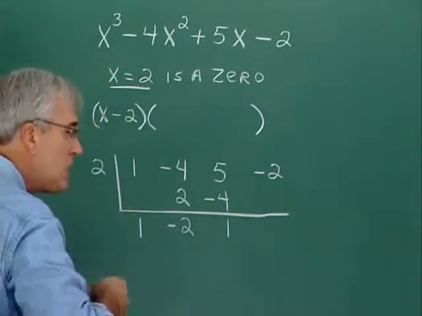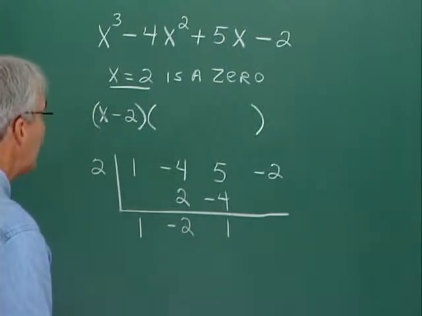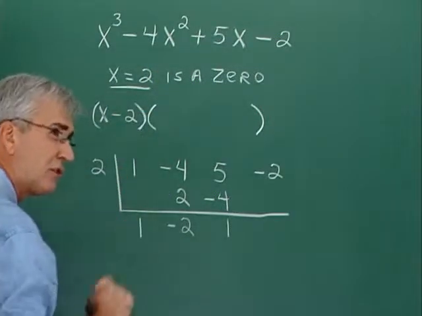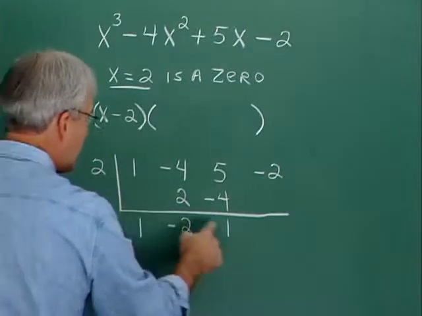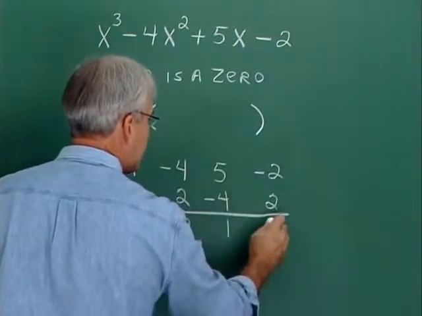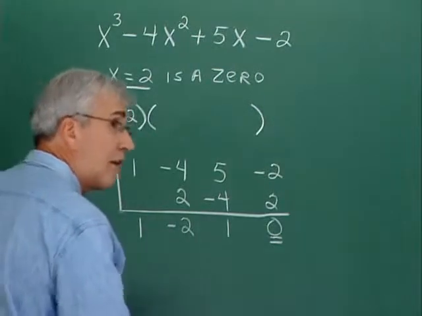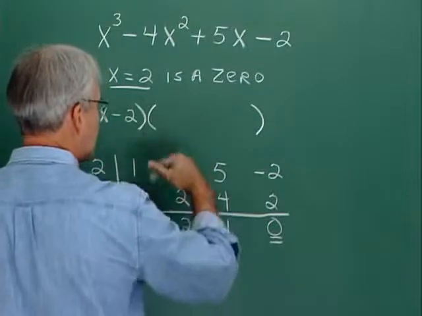And by the way, I know that this is going to go evenly. If 2 is a 0 and x minus 2 is a factor, I know that x minus 2 will divide this evenly. Has to. And I'll know that if I get 0 right here. Let's see. 2 times 1 is 2. 2 with negative 2 is 0. And therefore, I'm verifying what I knew before by looking at that 0. 0 is the remainder in this process.